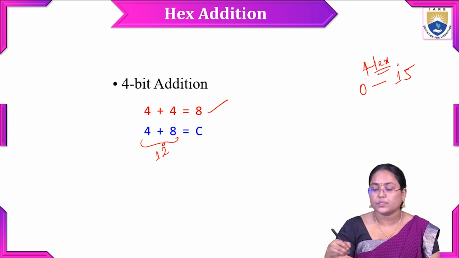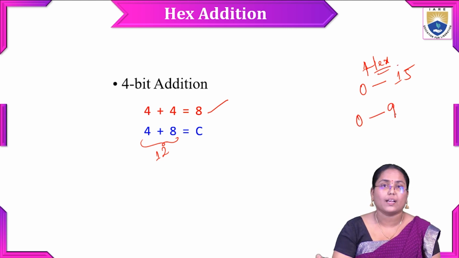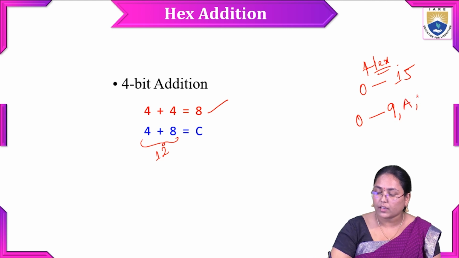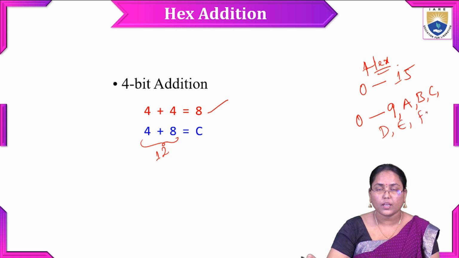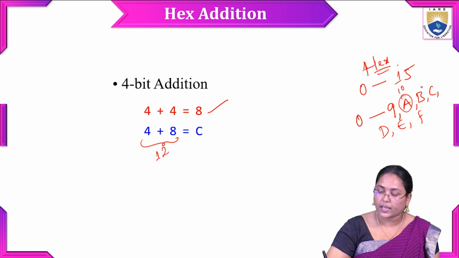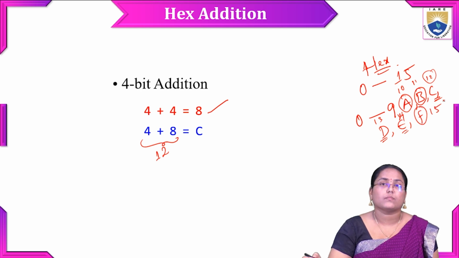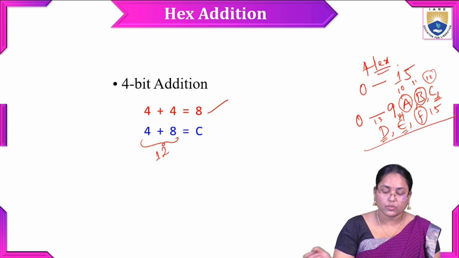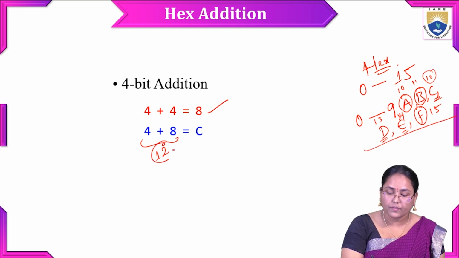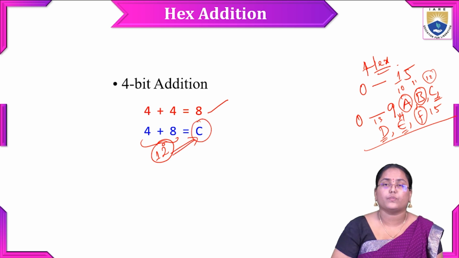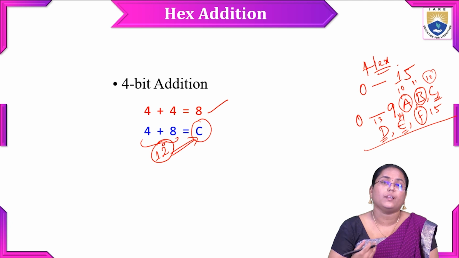When I look at these numbers, 0 to 9 will be as such, and after 9 I'll have A, B, C, D, E, F. For 10 the notation will be A, for 11 it will be B, for 12 it will be C, for 13 it will be D, for 14 it will be E, and for 15 it will be F. So here, instead of 12, I'll represent it as C in hexadecimal.